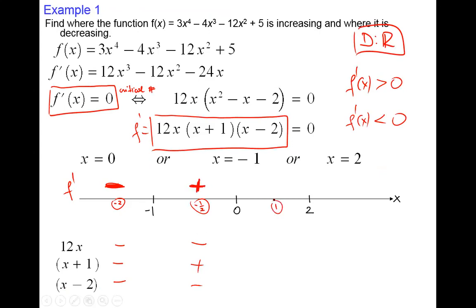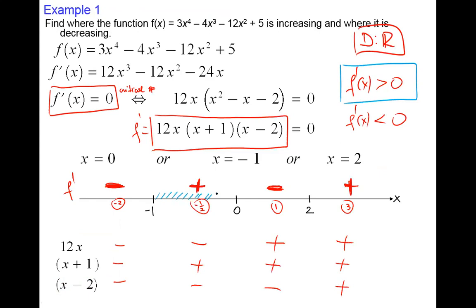Okay, let's take the test value 1. 12 times 1, positive. 1 plus 1, positive. 1 minus 2, negative. Positive times negative, negative. And let's take 3. 12 times 3, 3 plus 1, 3 minus 2, all of them are positive. Positive times positive times positive is positive. Okay, that we can see. The intervals of increase will be wherever it is positive. That interval is positive, and this interval is positive.